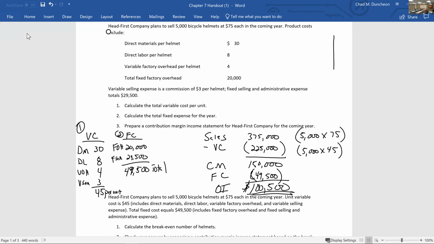Okay, so that's how you would do a contribution margin income statement. Remember, it's sales minus variable cost gets us our contribution margin, minus our fixed cost gets us to our operating income.